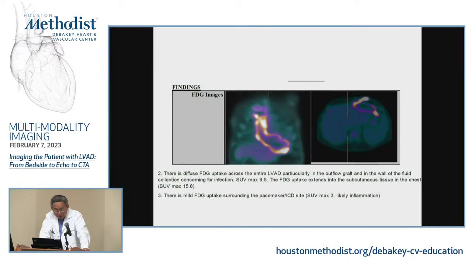So this is the FDG uptake of the patient that I showed you. It's a bright, bright uptake. So it was confirmed. The patient was obviously already on chronic antibiotics, but still, with all the damage done already, the suture couldn't hold.